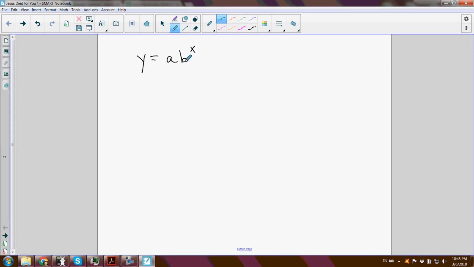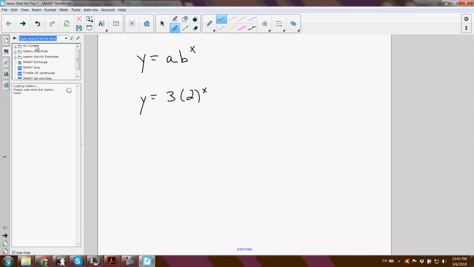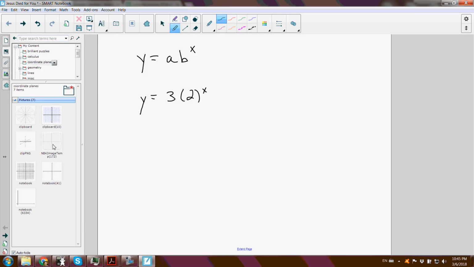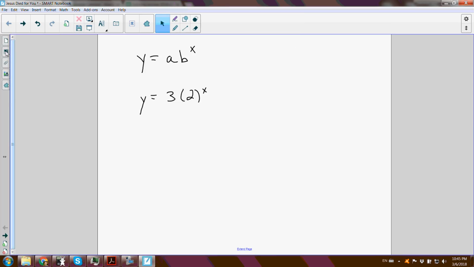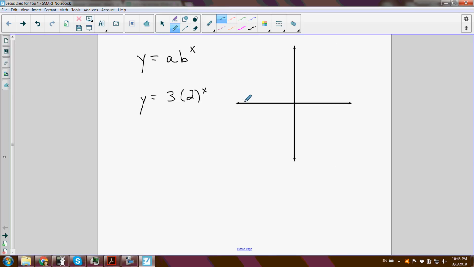So if this b number is bigger than 1, like y equals 3 times 2 to the x, then you're starting with 3 and you're multiplying by 2 over and over and over. Multiplying by a number bigger than 1 will cause growth. As you multiply by higher and higher powers, the function will get bigger, and it would look like this.